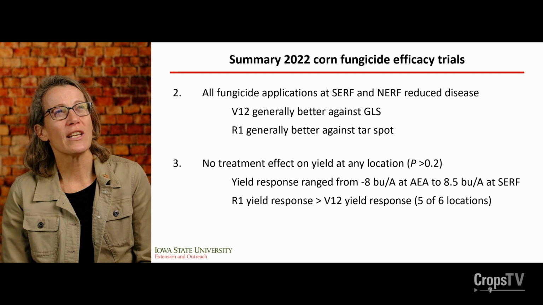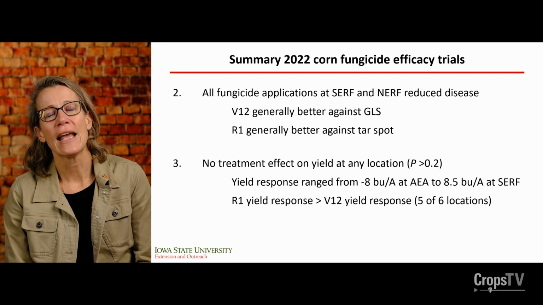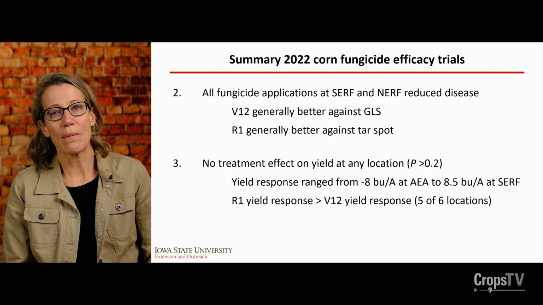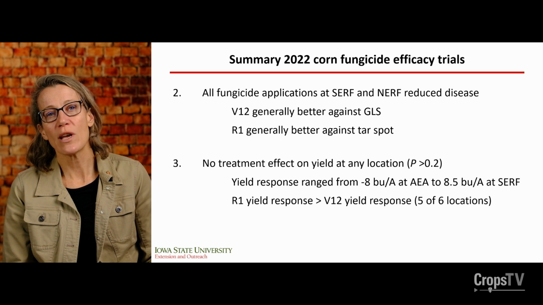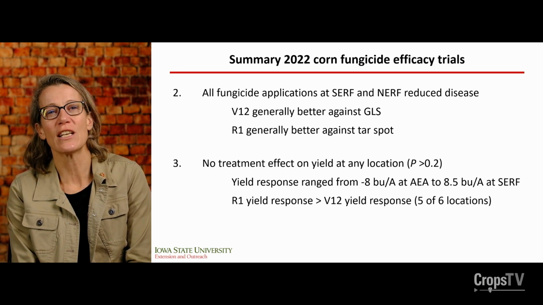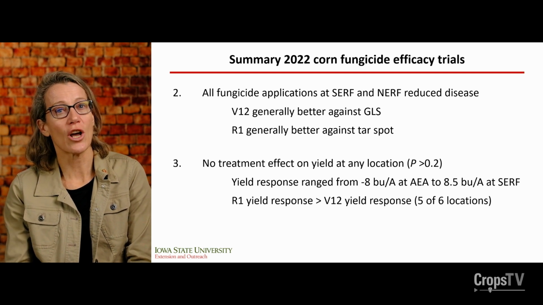And as we've seen in the past, that V12 application was generally better against gray leaf spot than the R1 application. And I think that's because gray leaf spot develops in the bottom of the canopy and then moves up the plant. And so at V12, we can get that fungicide down to protect those lower leaves. And so we can delay that disease from starting in the lower canopy.